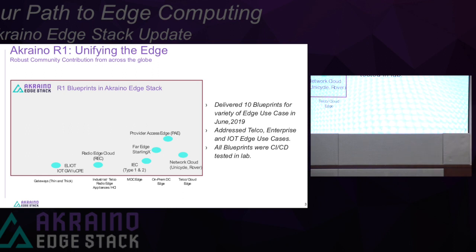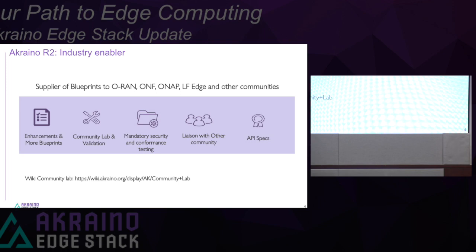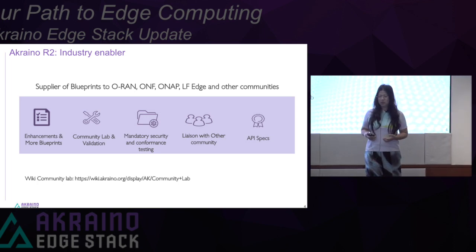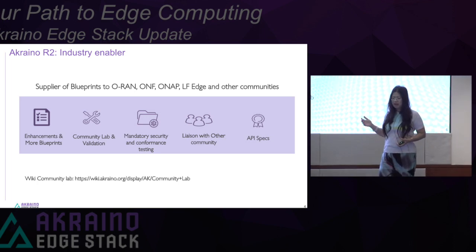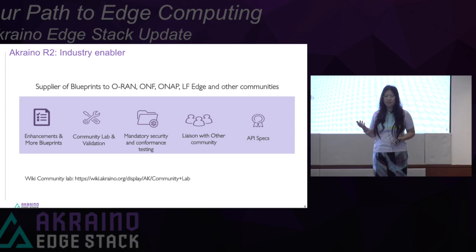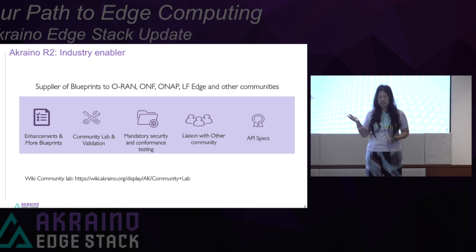And for the installation scripts, there are YAML files you can install. All right, we have release 1, and now let's talk about release 2. Every 6 months, this is the cadence of Akraino releases. Release 2 is more like enabling the industry applications. So there are supplier or blueprints to ORAN, ONF, ONAP, LF Edge, and other communities.